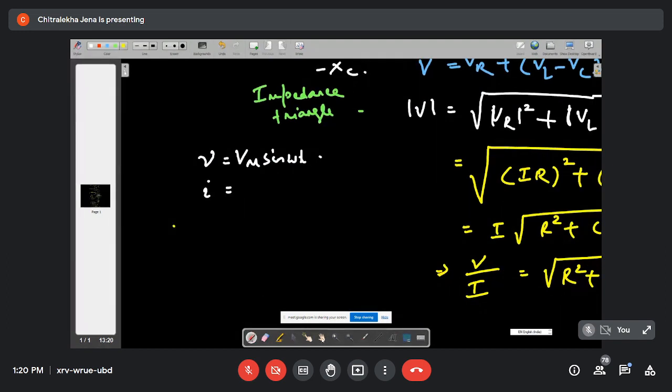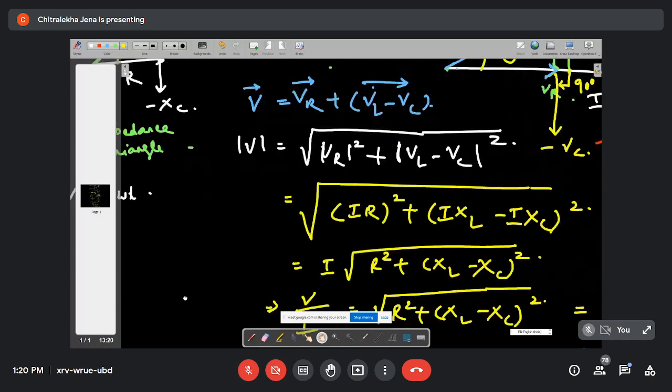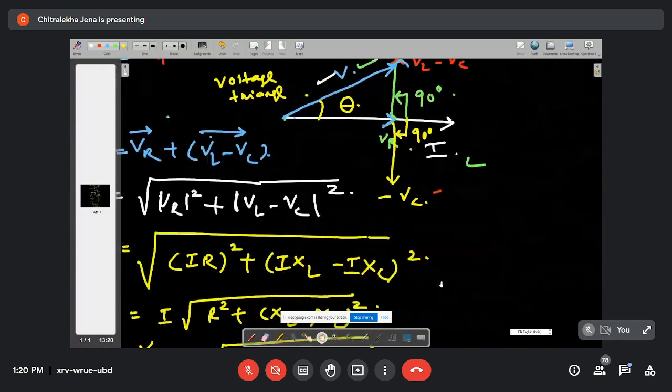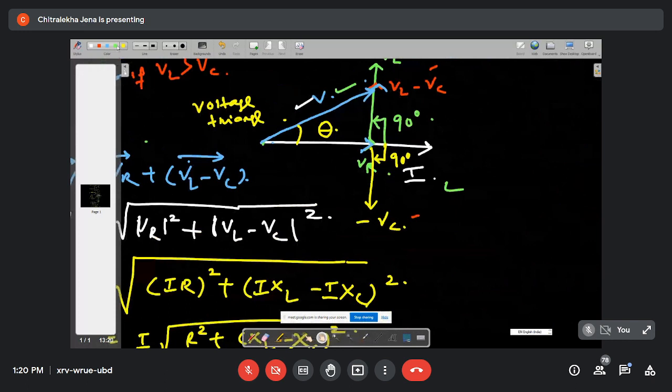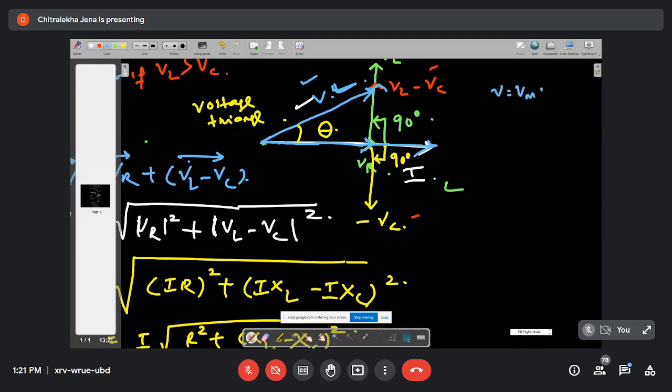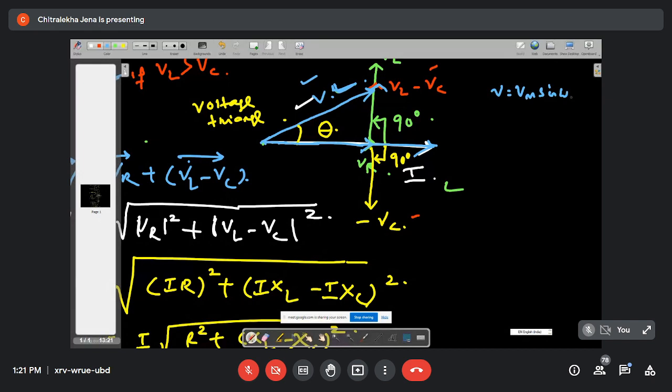Where did cos come from? Now where did tan go? I is here, ma'am. Yes ma'am. I am saying, tell me. I is in which direction? I is this one, right side. And V is where? V is this one. So if I am taking V as the reference, V is equal to Vm sin omega t. How will I write down the current? I is equal to?